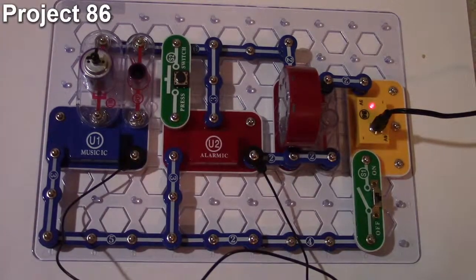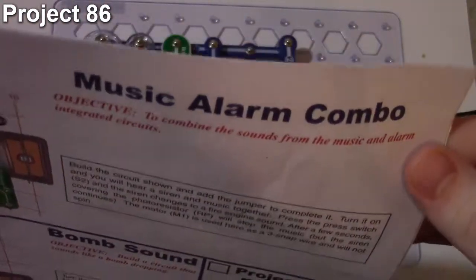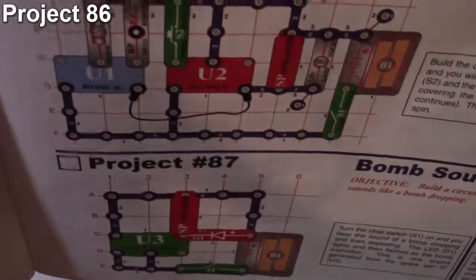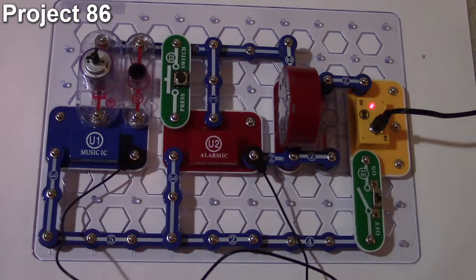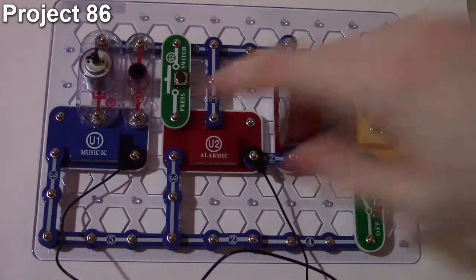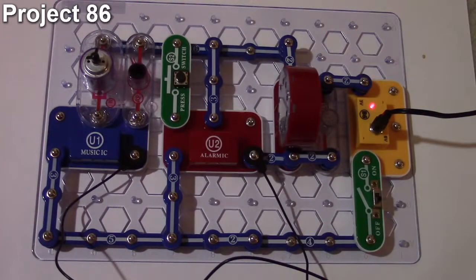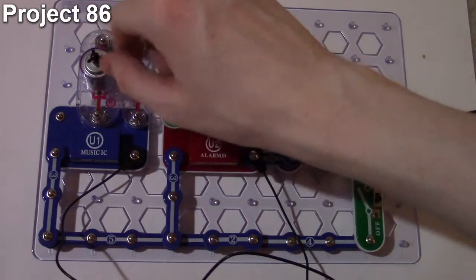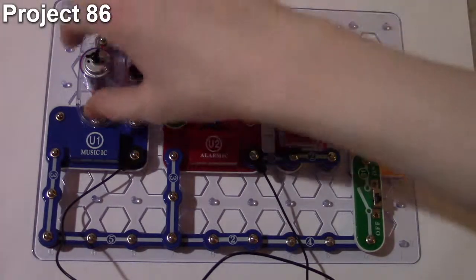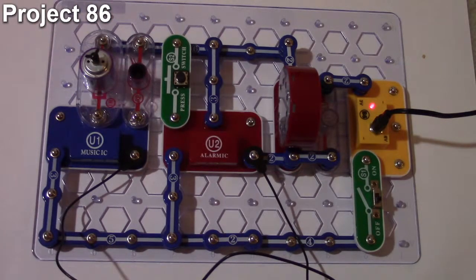So here we are with project number 86, and it is the music alarm combo. Here's what our circuit looks like. And the objective here is to combine sounds from the music and alarm integrated ICs. And on the circuit, of course, we've got the music and alarm ICs. Our power for the music IC is coming through our motor, but the motor is just acting like a conductor. It's not actually doing anything there.